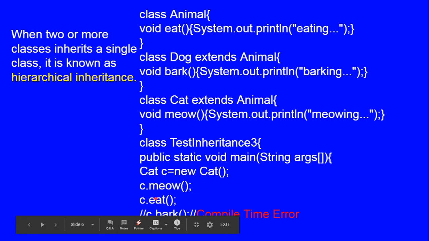Okay, so now this is possible, but if you give c.bark, this bark is for the Dog class, and from the Cat class we cannot access the Dog class because they are at the same level. Cat is one child of the Animal class, and Dog is another child of the Animal class. So the Cat class cannot get the qualities of the Dog class. If you type like this, you will get a compile time error. If you want to make them hierarchical inheritance, this should be done only through the extends keyword.